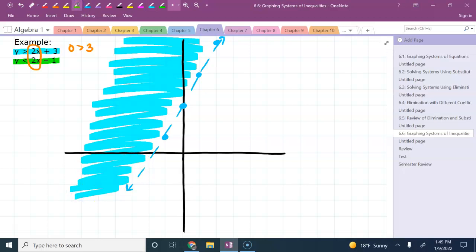Now let's graph the second line. So we start down at -1. So from 0, 0, you go down 1. And then your slope is that 2 over 1 again. So it's going to have the same slope. That's because we said that these lines are parallel. So I'm going to go up 2 and over 1 again. This one is also going to be dotted, a dashed line, because there's no equal sign.